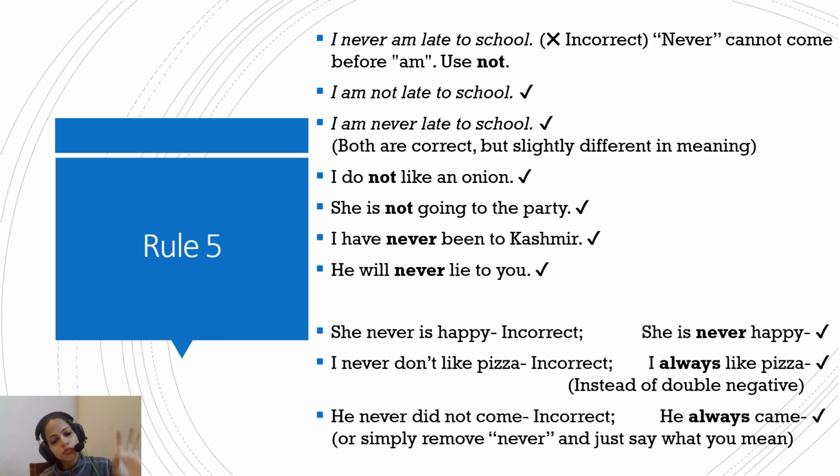"I never don't like pizza." So two negatives, they cancel each other. So the right thing would be, I always like pizza. Instead of double negatives, you say always. "He never did not come." What does that mean? He always came. So don't use two negatives. One thing, and a second thing, do not interchange not and never.